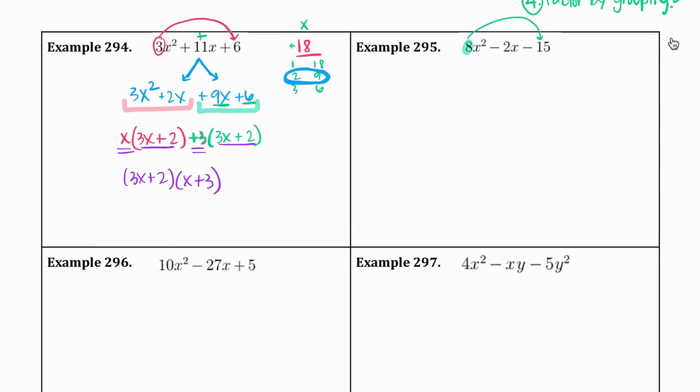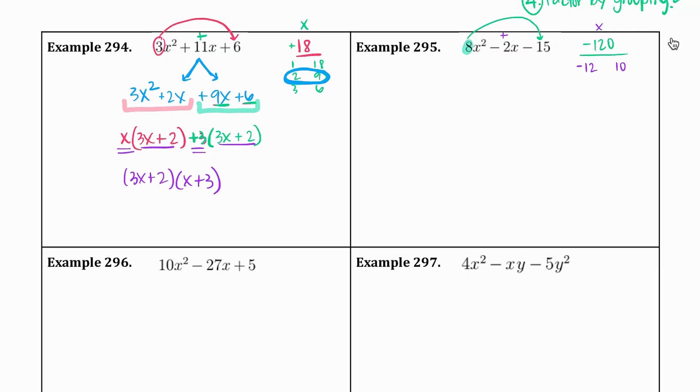It's going to give me negative 120. So we have to think of two numbers that multiply to give me negative 120 and add to give me negative 2. Well, we could go through and list our factors, but we're going to end up with a negative 12 and a positive 10. We know we need one positive, one negative, and we know our negative one needs to be a little bit bigger.